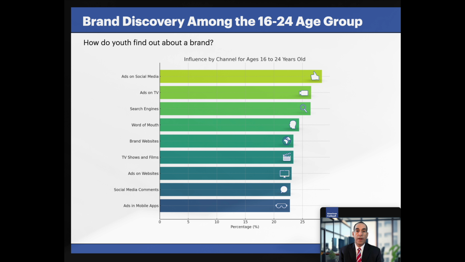So how do youth find out about a brand? This was done from a survey recently with BWI, and they found that ads on social media was one of the top ways that youth find out about a new brand. Ads on television is #2, followed by search engines, word of mouth, brand websites, TV shows and film, ads on websites, social media comments, and then ads in mobile apps.